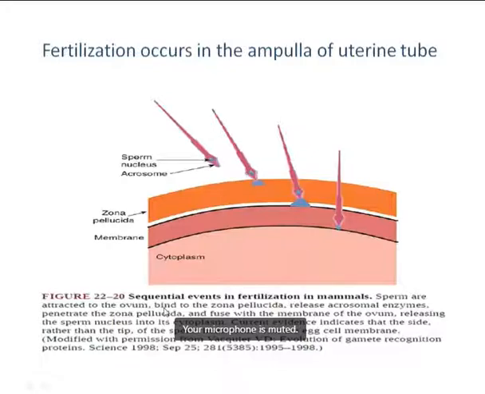The acrosomal enzyme is mainly acrosin, and that will help the sperm to penetrate. You can see it penetrating, and ultimately it reaches the egg membrane. Then only the nucleus of the sperm goes inside, and the male and female pronuclei combine and form the zygote. Am I clear?